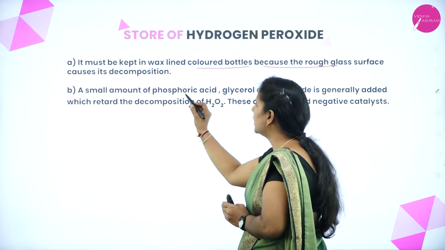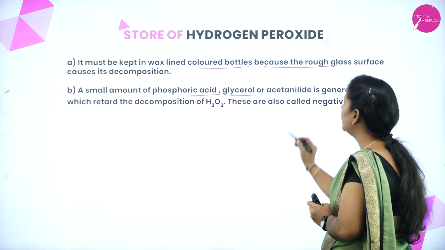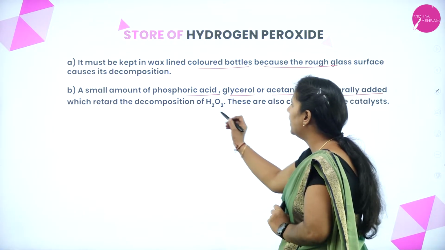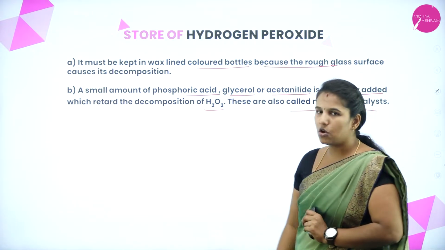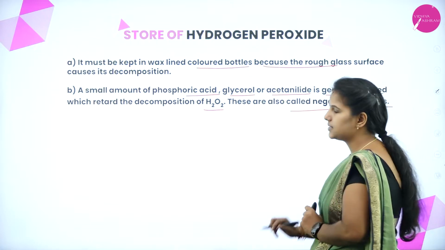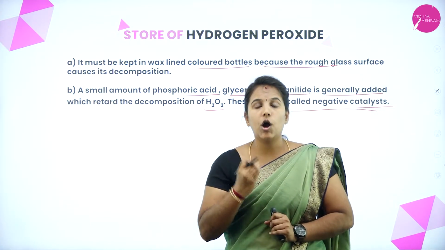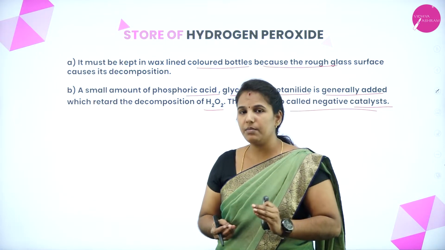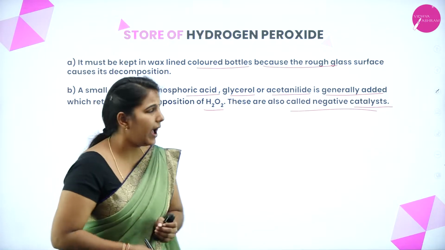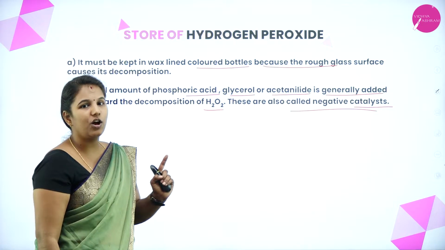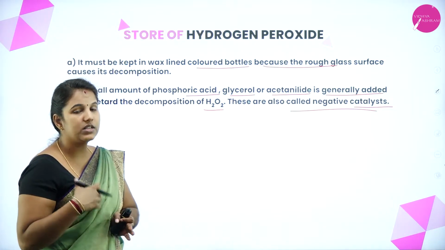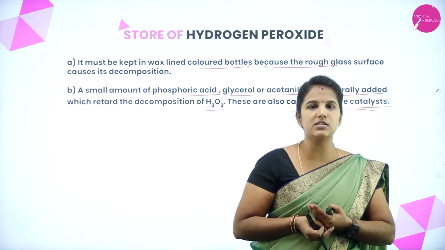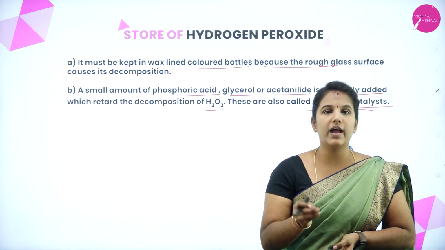A small amount of sulfuric acid, glycerol and acetanilide is generally added, which retards the decomposition of hydrogen peroxide. Otherwise, it is also known as a negative catalyst. It should always be kept in a glass bottle and in dark conditions. And remember, for this liquid, we add phosphoric acid or glycerol, which is a negative catalyst, which does not increase the rate of decomposition. That is why we add those substances to the hydrogen peroxide while it is stored.